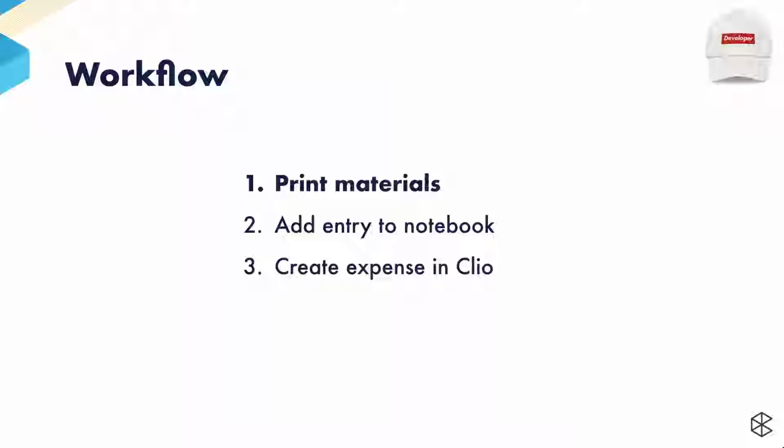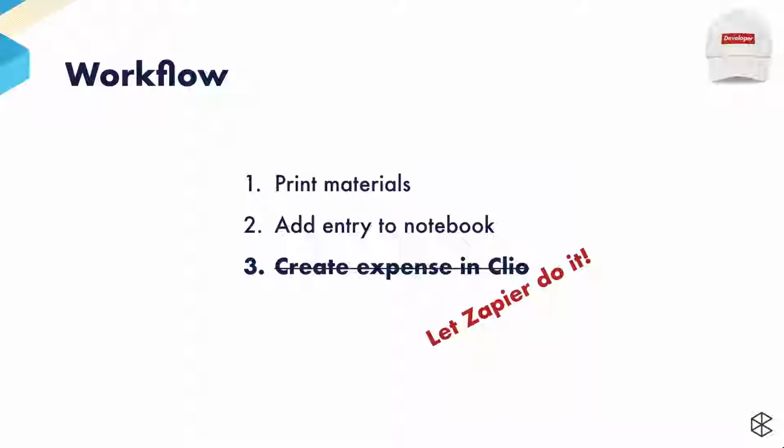So printing materials, it's a pretty simple process. You already hit print and it just comes right out. So that one's good. We don't need to automate that anymore. Adding the entry to a notebook, well, you still got to write it down somewhere, but writing it down in the real world means that Zapier can't get at it. So maybe we need to tweak that one a little bit. And then the last one, creating expenses in Clio, this step is just ripe for automation. It's repeatable, it's tedious to do, and it's something that would fit really great into Zapier. So let's get Zapier to do that.